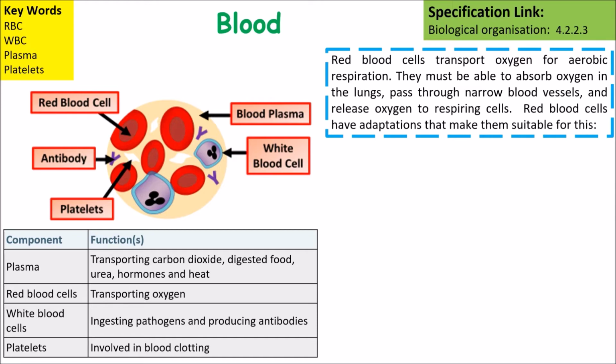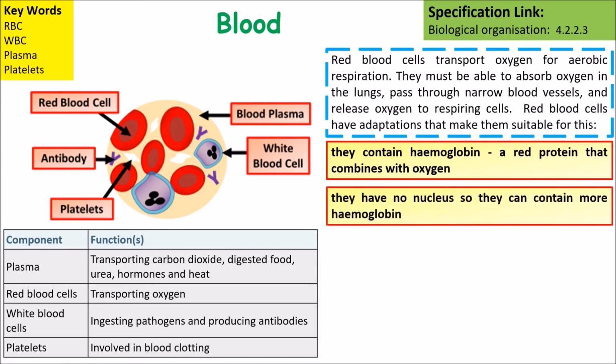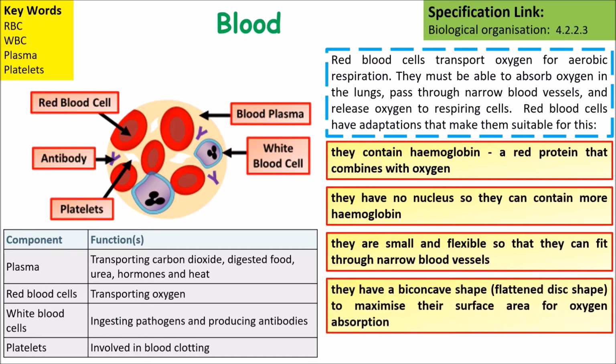Red blood cells have adapted to make them suitable for this, so they contain hemoglobin, which is a red protein that combines with oxygen. They have no nucleus, so they have more room to contain more hemoglobin. They're small and flexible, so they've got a biconcave shape so they can fit through narrow vessels. And that biconcave shape allows them to have a greater surface area for absorbing oxygen.